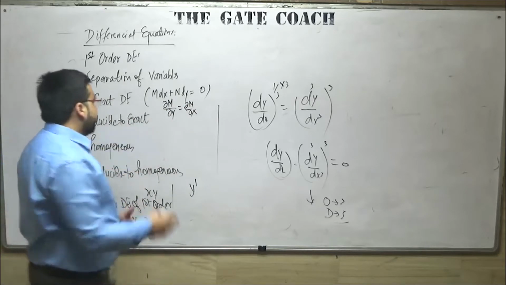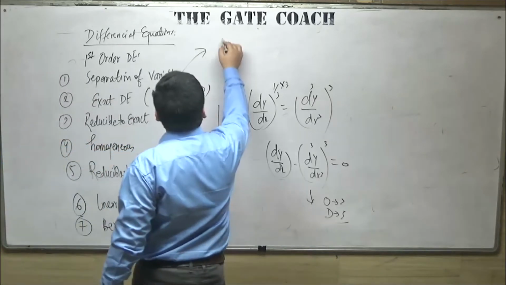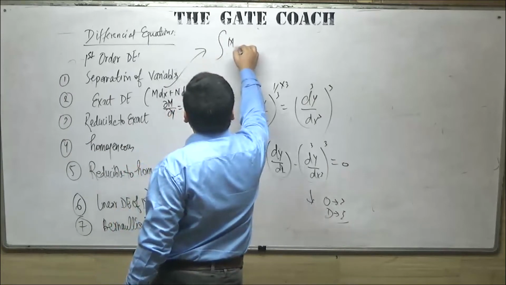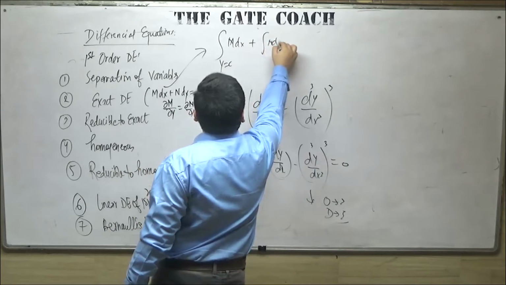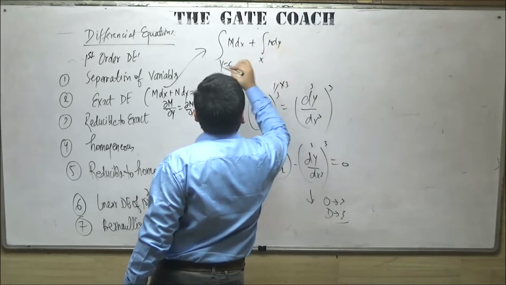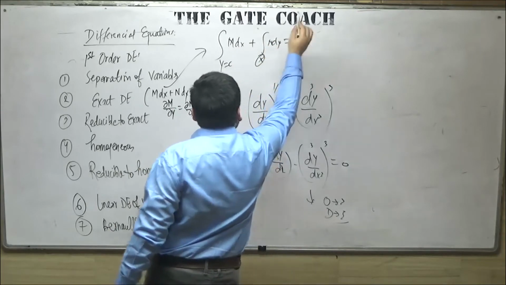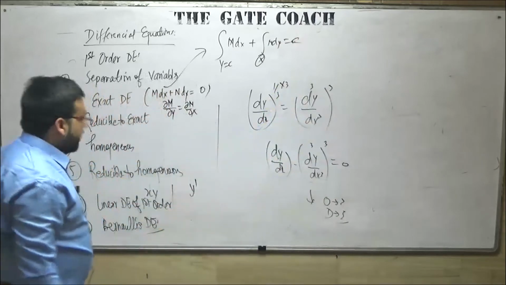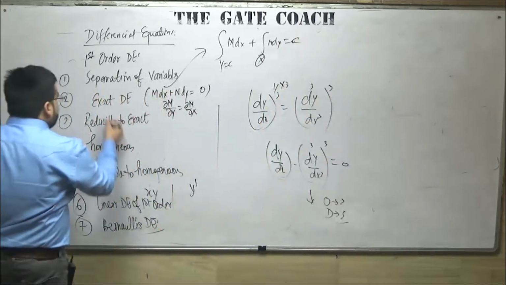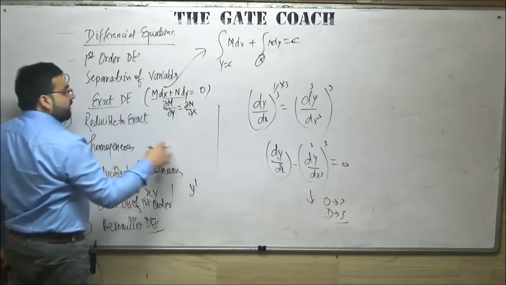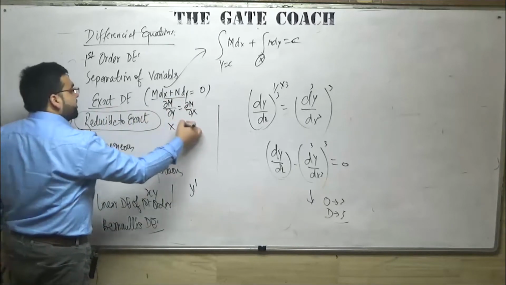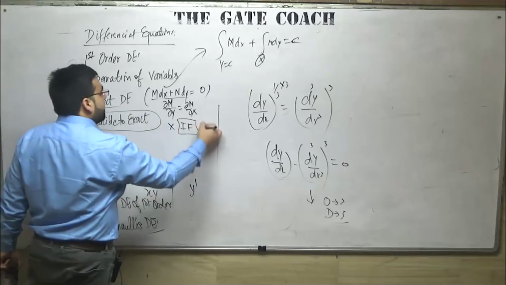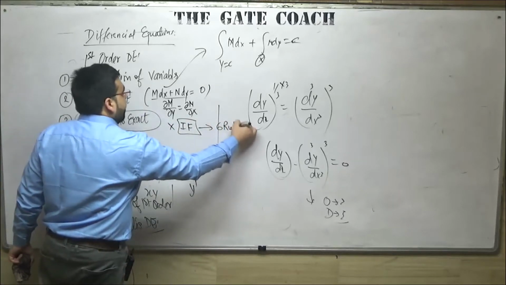If it is an exact differential equation, how do you solve it? Integration of M dx considering y as a constant, plus integration of N dy eliminating the terms containing x, is equal to some constant c, and that is how we solve it. Some equations are not exact, even though they are in this form. We make them exact by multiplying with a factor which is called an integrating factor, and we have 6 rules for the integrating factor.